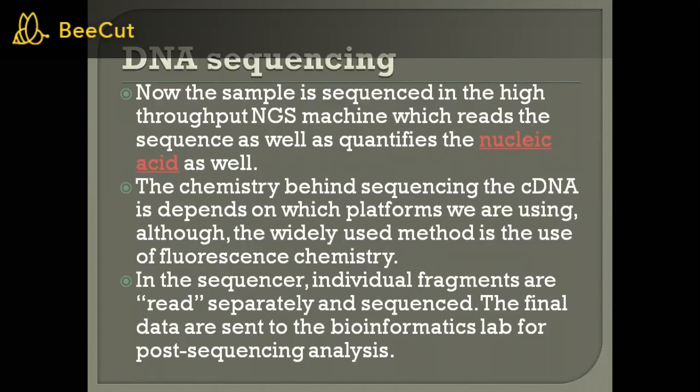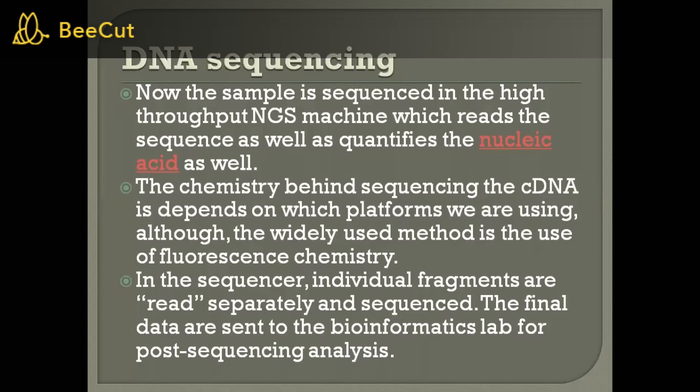The next step is DNA sequencing. That means sequencing that particular complementary DNA. So now the sample is sequenced in the high throughput next generation sequencing machine, which reads the sequence as well as quantifies the nucleic acid. So we have to carry out the sequencing step.